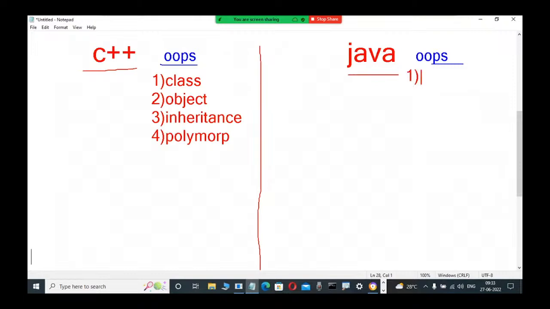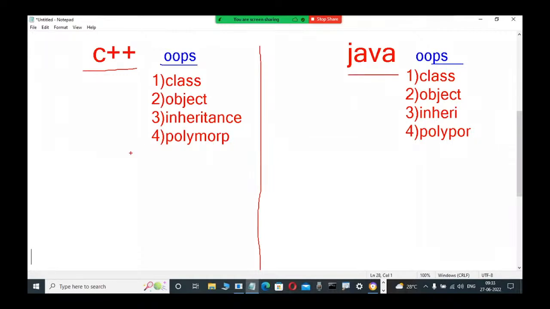The features are the same. What is a class? A user-defined data type. Then there is the object. Inheritance is there, and polymorphism is there. Concentrate here: in both languages, class, object, inheritance, and polymorphism are the same.